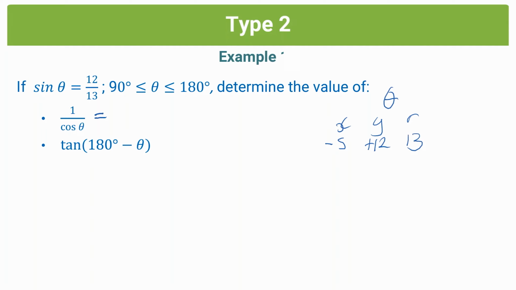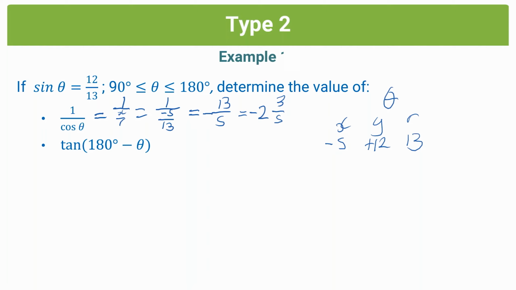So 1 over cos theta is going to be 1 over x over r, which would simplify to being 1 over negative 5 over 13, which eventually simplifies, if we invert that, to being 13 over 5, and that's negative. And if you further wanted to write that as a mixed fraction, you could say that's going to be negative 2 and 3 over 5.